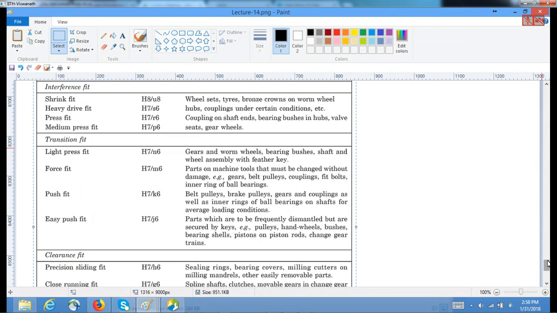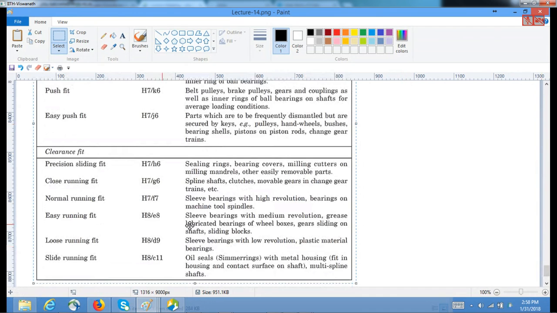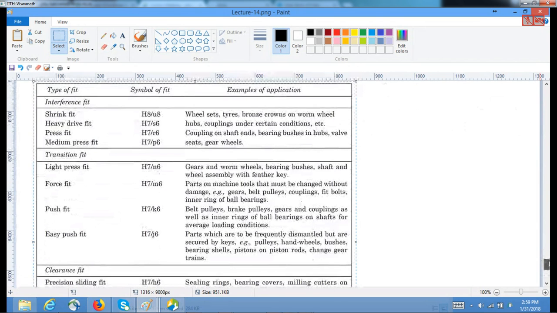Whereas if you come to the clearance fit, let's say if you are looking for a normal running fit, which is H7 by F7, it is generally applied in sleeve bearings with high revolutions, or bearings with machine tool spindles, and other things. This table gives you a full list of the different types of fits, their corresponding symbols, and their examples are also given here, which you can look into.